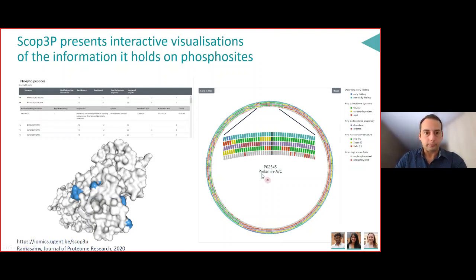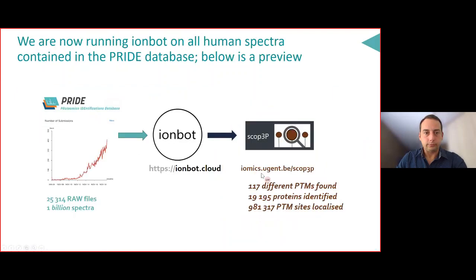We're now running IonBot on a much broader scale. We're trying to do it on all human spectra contained in the PRIDE database. You can see a growth chart of PRIDE here, which is completely through the roof. They went over 500 datasets per month during the Corona period, which is crazy.